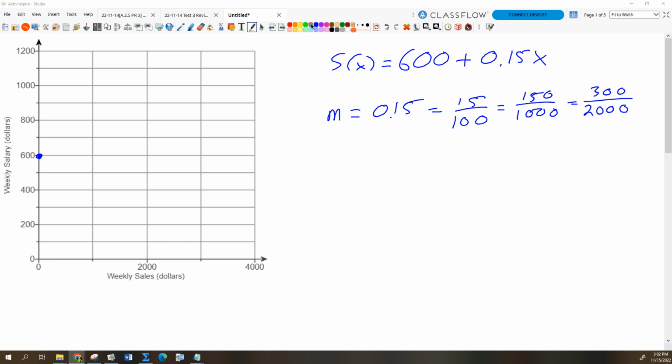If we started here, we could rise in this case by 300. We're going to run by 2,000, which is 2 increments. And now we've got 2 points. So I could connect and extend, and I got it. Right? Make sense? Okay, and then the last part of this problem is really no big deal. It's just like all the other linear model problems that we've done in the past.